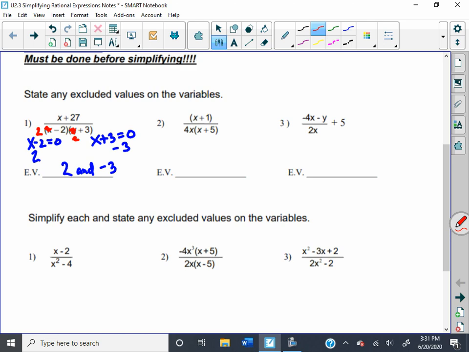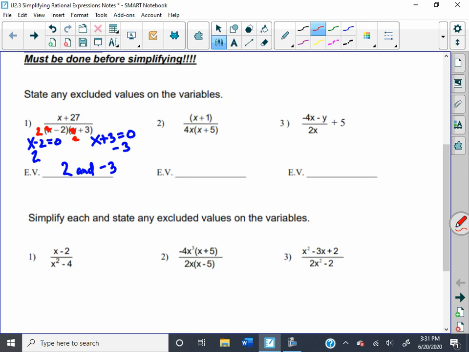Likewise, if I take negative 3 and I plug it in for both x's on the bottom, I'm going to get negative 5 for the first one, but then I'm going to get 0. Negative 3 plus 3 is 0. Negative 5 times 0 is going to again turn to 0. All right, so 2 and negative 3 are the two numbers that make the denominator 0. Those are the excluded values.